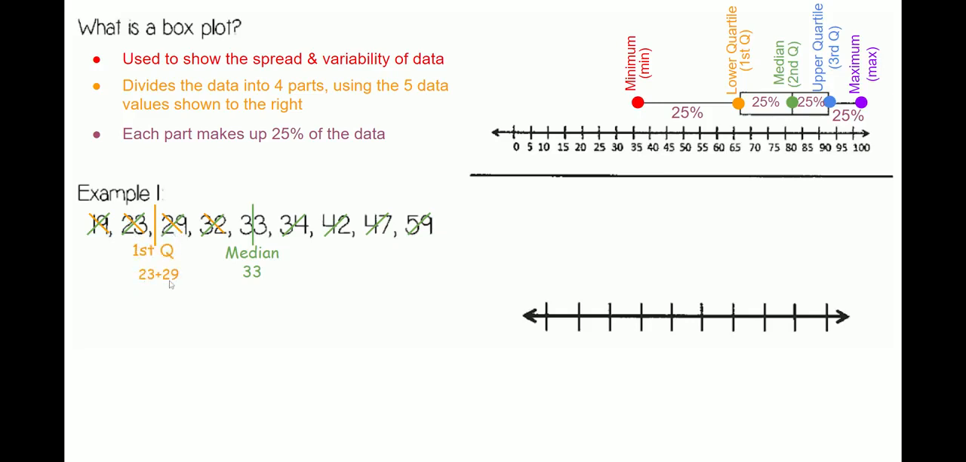So we add up 23 and 29, divide it by the number of values, which is 2. And that's 52 over 2, which equals 26. So the first quartile is 26.